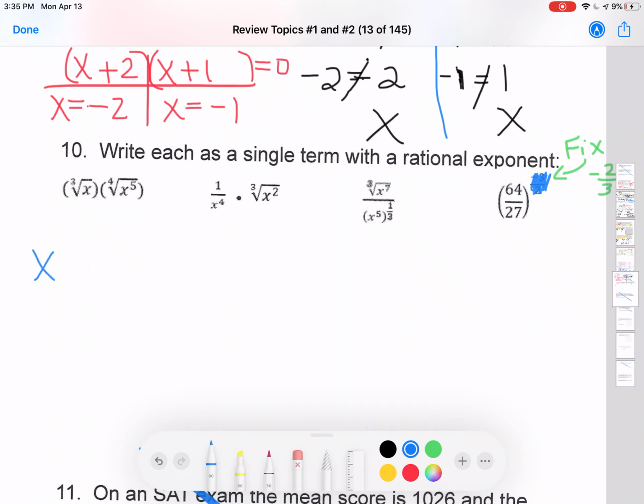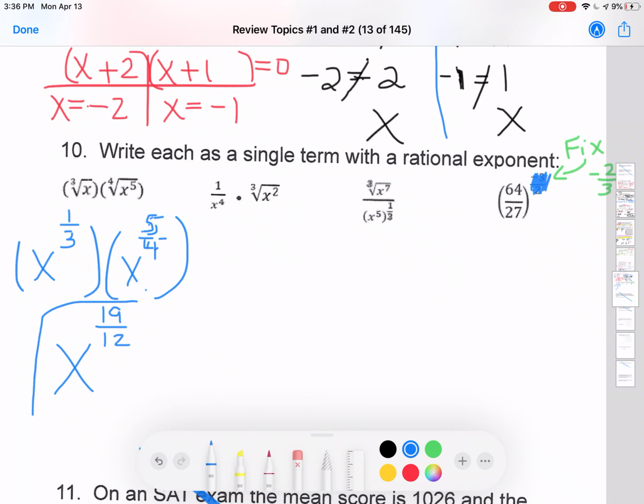So remember, this is going to become x to the 1/3 times x to the 5/4. When we multiply, we add the powers. So you're just going to add 1/3 and 5/4 in your calculator, and you get 19/12. And there we go.